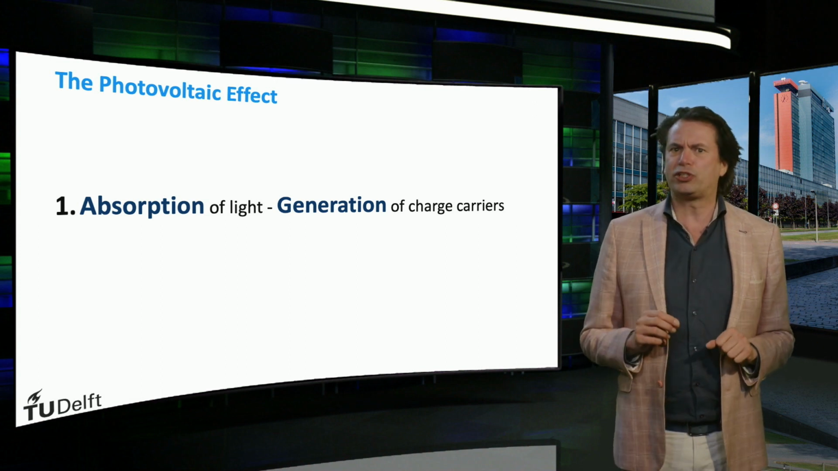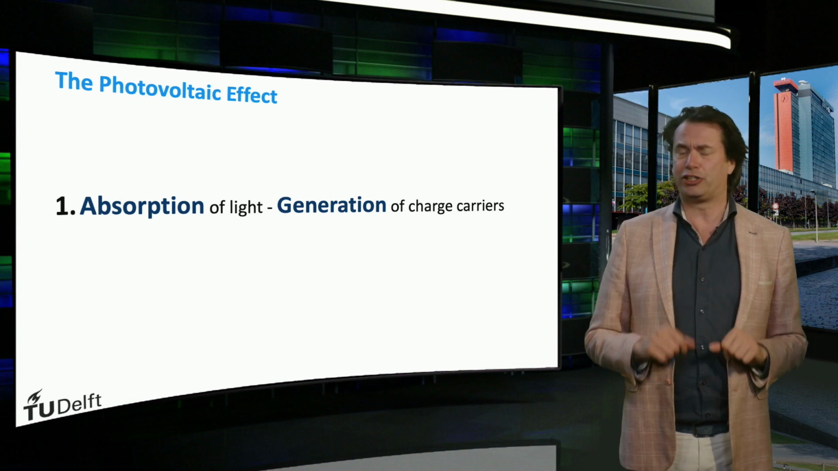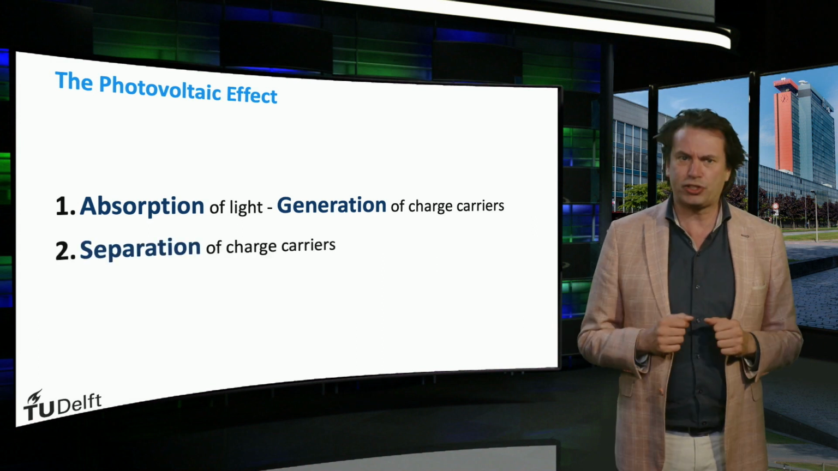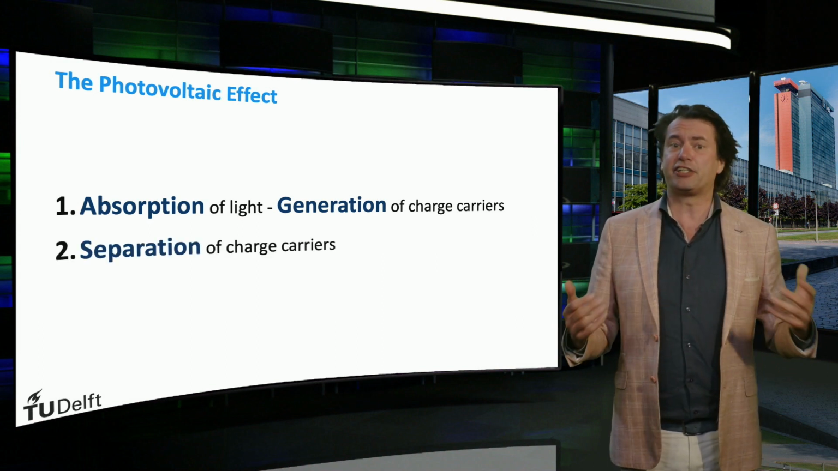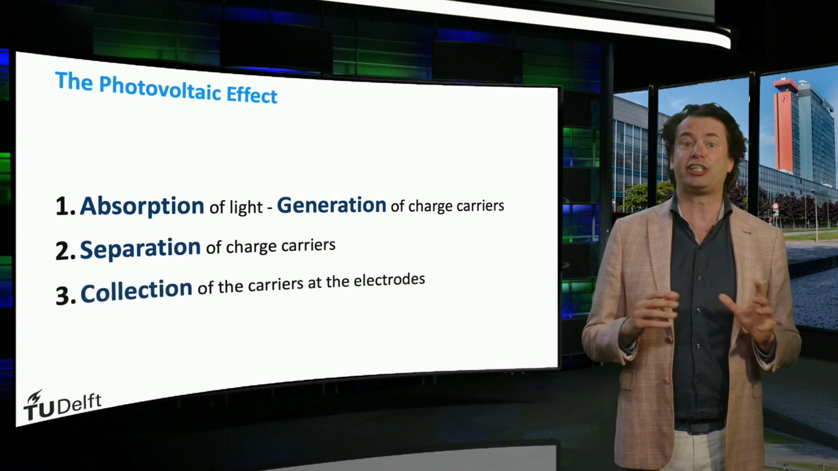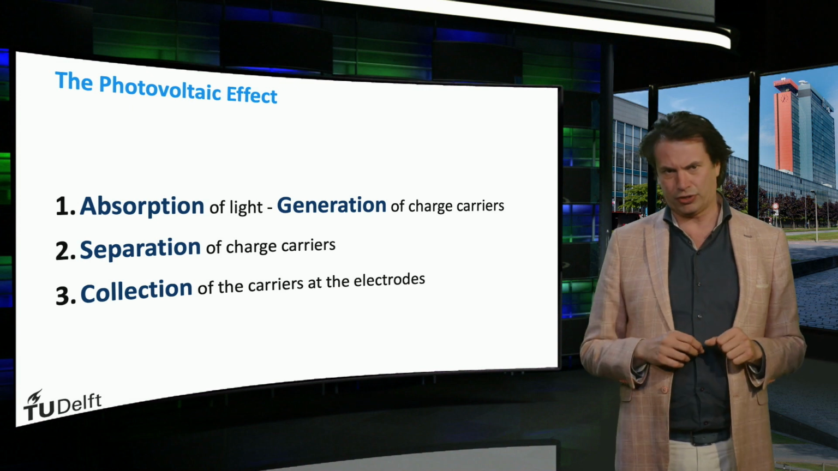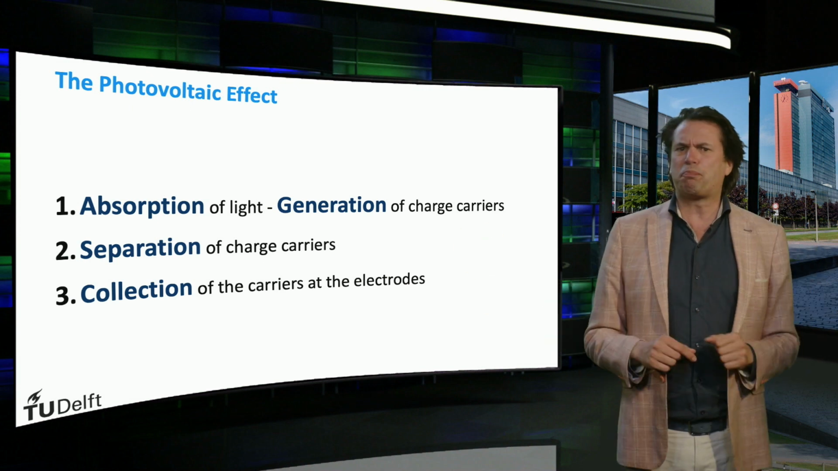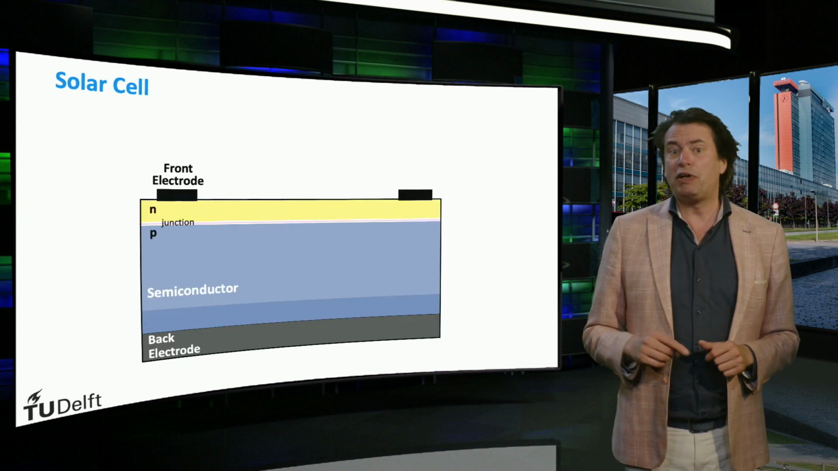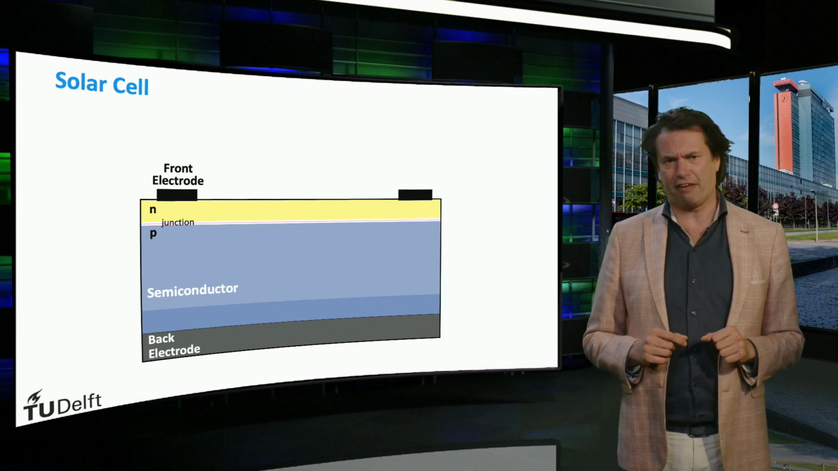The first process involves the absorption of light, which leads to the generation of charge carriers. During the second process, the generated charge carriers are separated. The third and final process consists of the collection of the charge carriers at the electrodes. Let's look at these processes in some more detail. We will use the shown solar cell to visualize the photovoltaic effect.